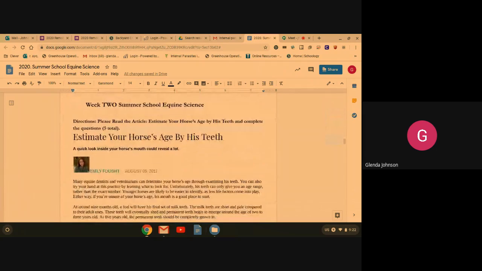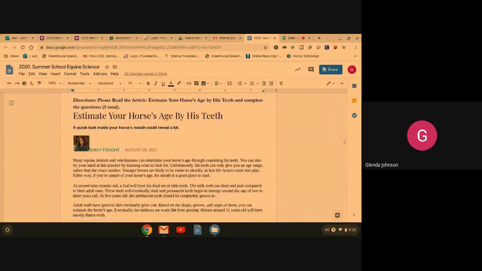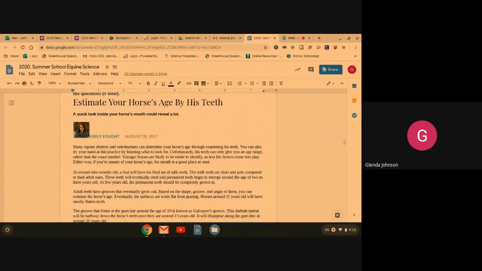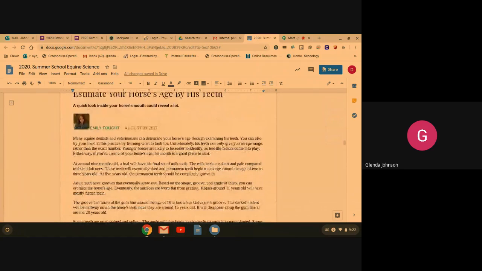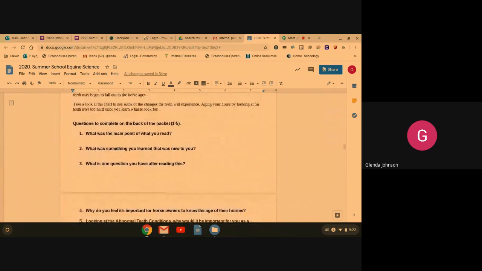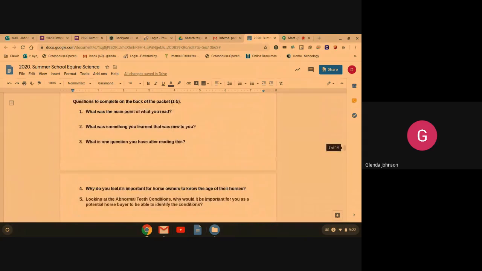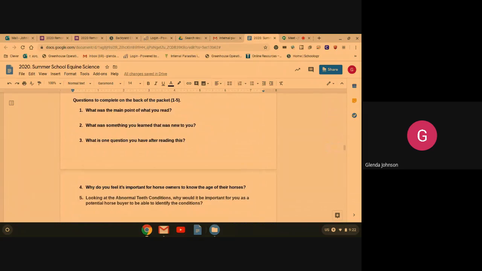Week two of summer school equine science class, we're going to read how to estimate your horse's age by looking at his teeth. So you read the article here, and there are a few questions. Question one was like, what is the main point of you reading this article? And number two, what is something that you learned from this? I'm looking for you to write complete sentences here, and so is the person that's going to be grading this. They're looking for a complete sentence.